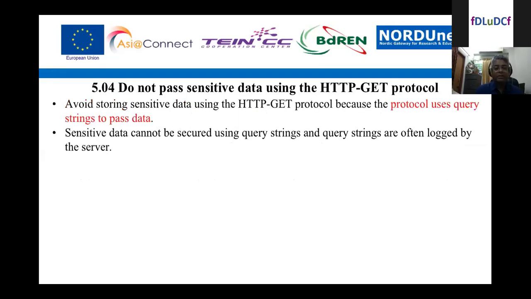And then don't pass the sensitive data using the HTTP GET protocol. So you are requesting not to pass the sensitive data using this type of protocol, because this protocol uses a query string to pass the data, and sensitive data cannot be secured using query strings, and query strings are often logged by the server. So these are the 4 things you need to be careful about with sensitive data.